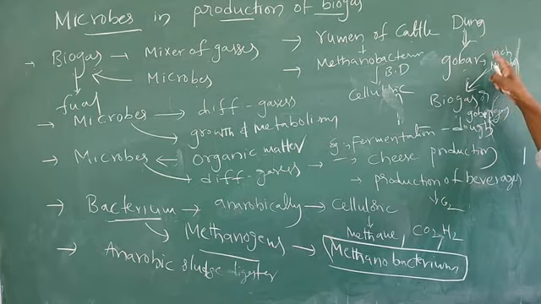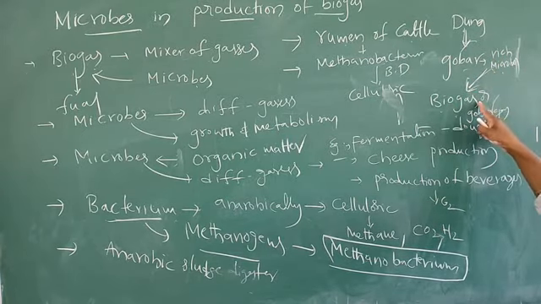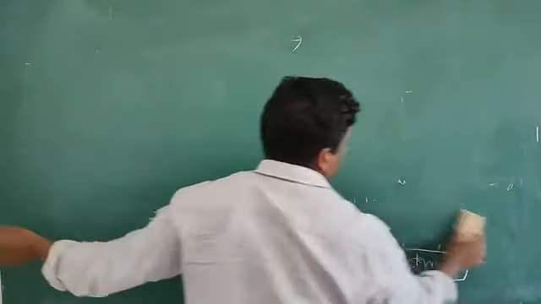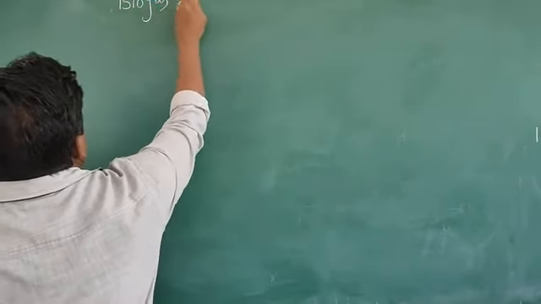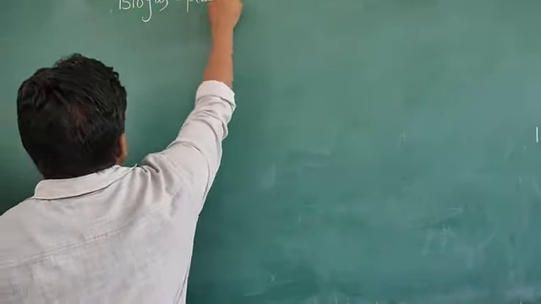And the cow dung, that is what you call gobar, is rich in microbes. These microbes are utilized for the production of biogas. These are generally called gobar gas. Okay, next we are going to discuss biogas plant structure. How to draw this diagram? You can see.